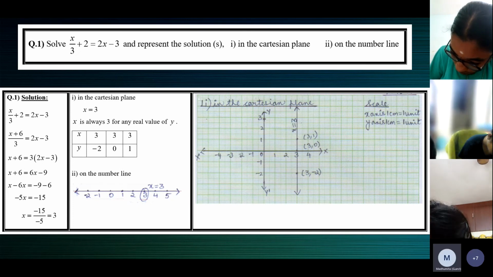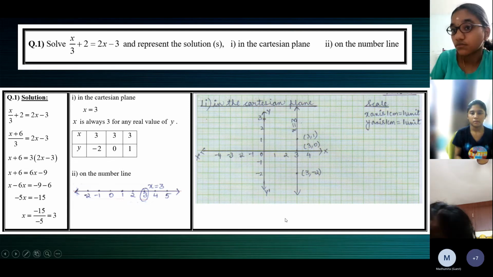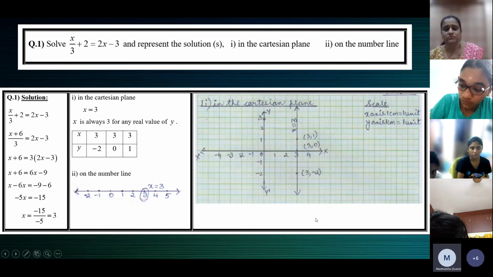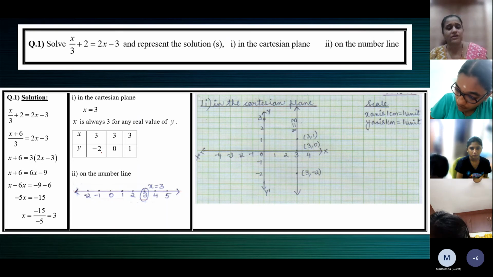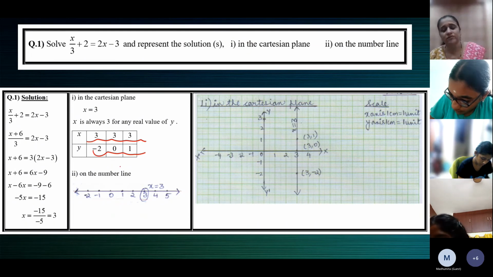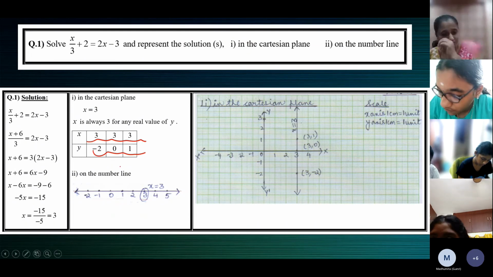Ma'am, how do we find out the value of y in the Cartesian plane? Value of y in the table? Yes, ma'am, any value for y. I told you when x is equal to 3, that means x is always 3 for any value of y. You can give different values also for y.